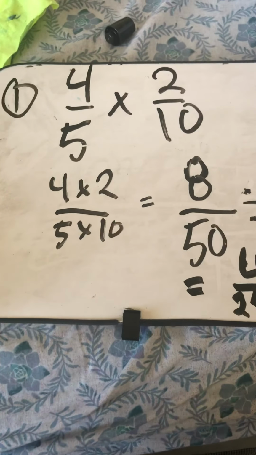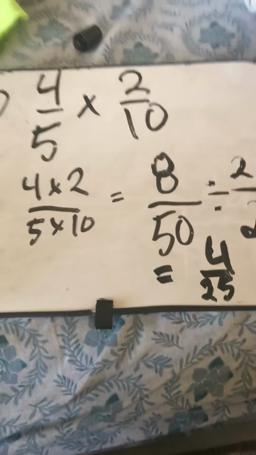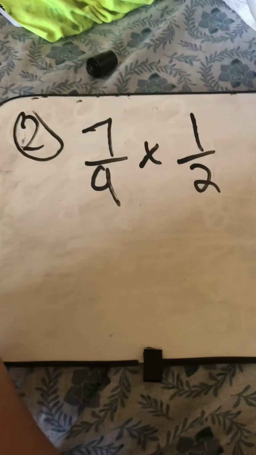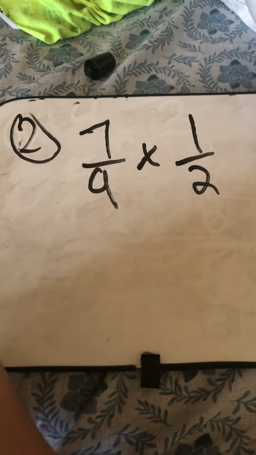Now, we're going to go ahead and do number 2, okay? Give me one moment to erase this. I can set up number 2. Alright guys, I'm back. So 7 over 9 times 1 over 2, okay?